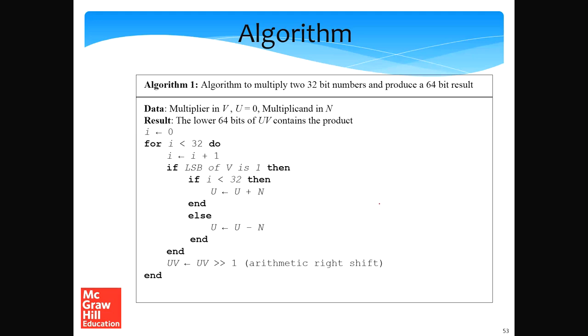So we start out with having a multiplier in V. The multiplier is loaded in register V and U is 0 as shown, and the multiplicand is in register N. Essentially, to avoid overflows, we made U a 33-bit register. So the lower 64 bits of the UV register combined will contain the product at the end.